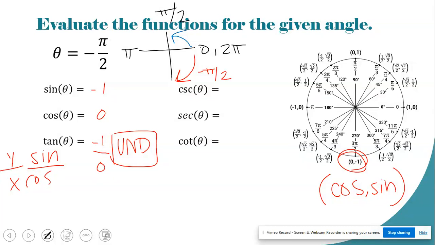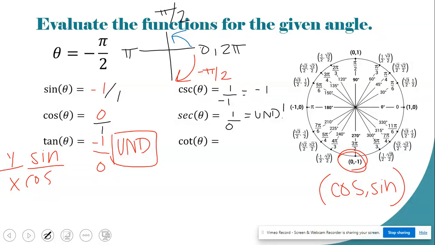Cosecant. All right, it's going to be the reciprocal of sine. If it helps you out here, this is really divided by 1. So this would be 1 over -1. Still just -1. Again, this is over 1 as well. This becomes 1 over 0, which is, again, undefined.